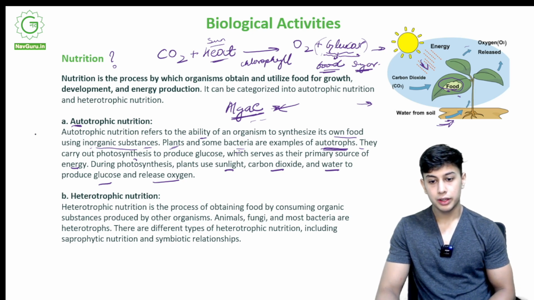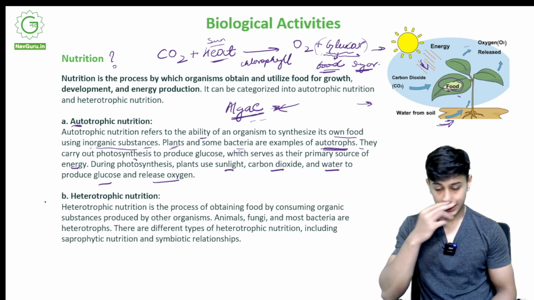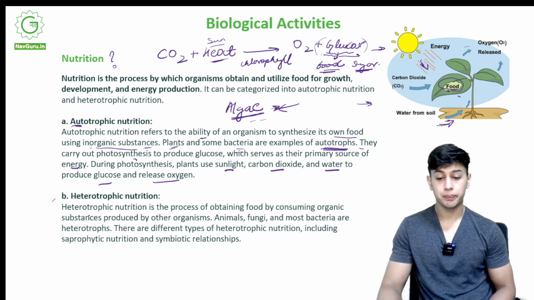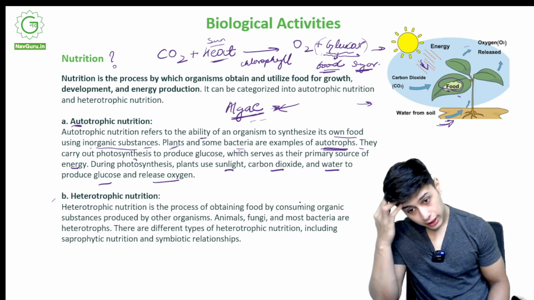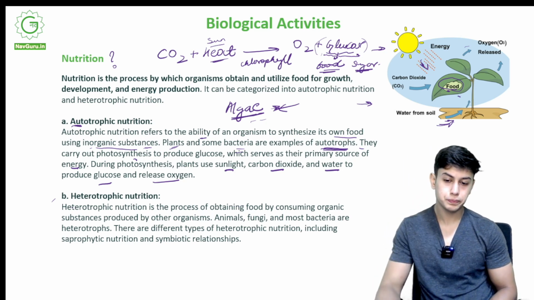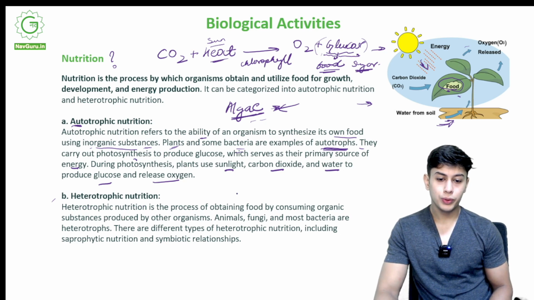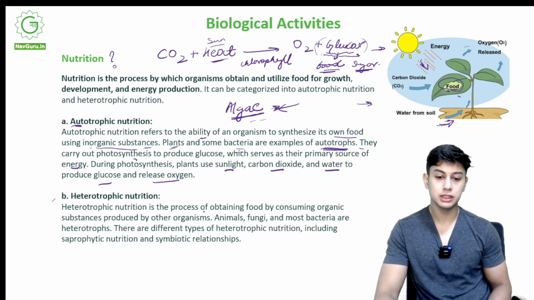Okay, now we come to another important source of nutrition, that is heterotrophic nutrition. Heterotrophic nutrition is the process of obtaining food by consuming organic substances produced by other organisms. So what happens is, we take in food made by other organisms.